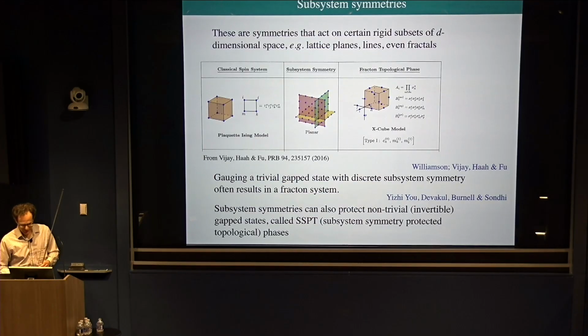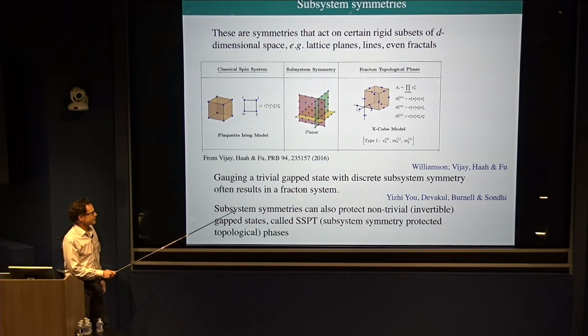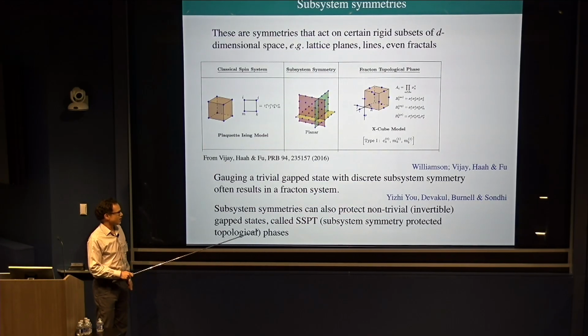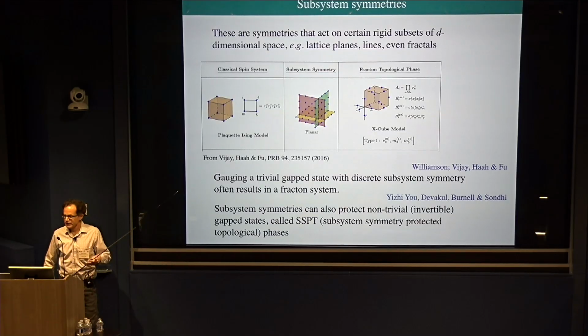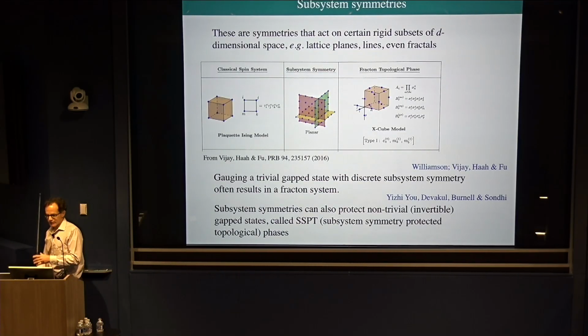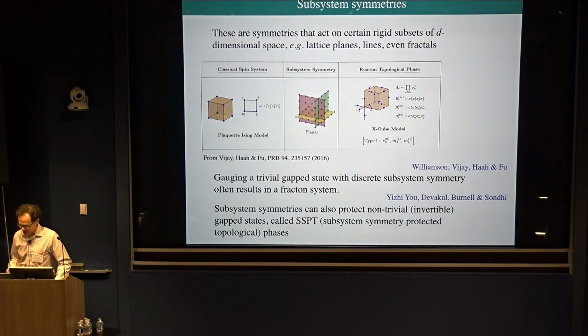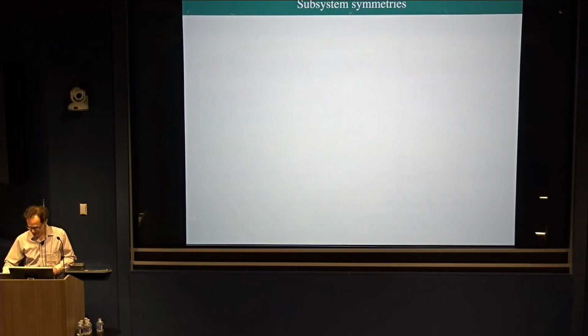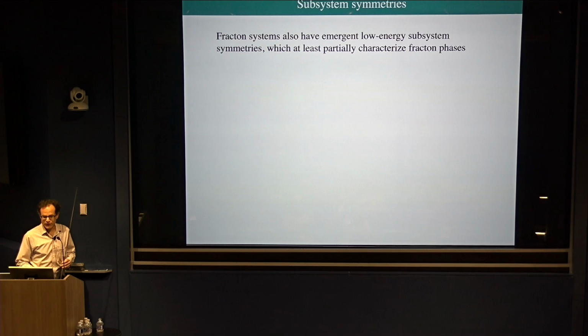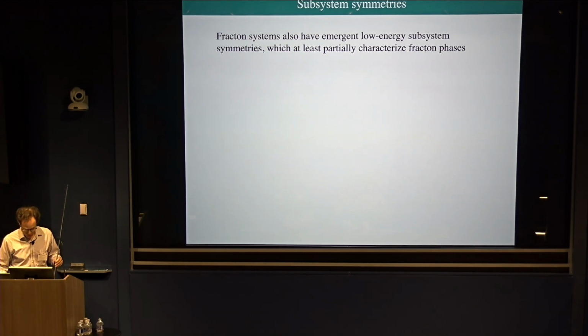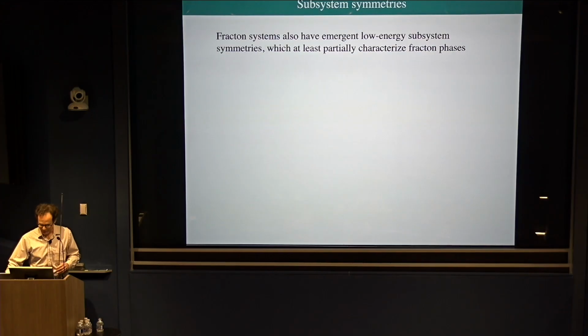Okay. Another point is that subsystem symmetries, we learned as time went on, are interesting in their own right. They can protect non-trivial ground states, which we call SSPT phases. They're just SPT phases of subsystem symmetry. Okay? And there's another connection, which is that Fracton phases also have emergent low-energy subsystem symmetries, and these symmetries at least partially characterize Fracton phases.